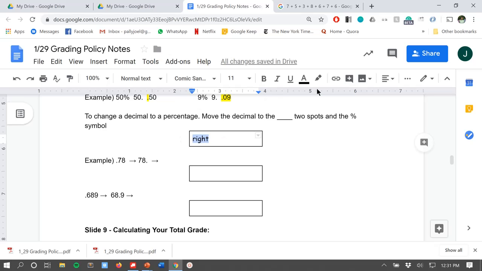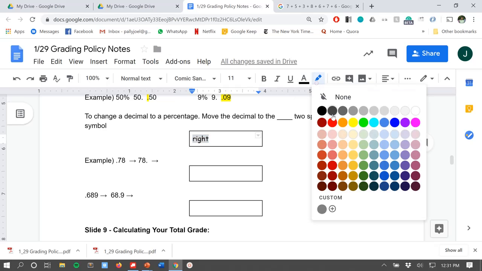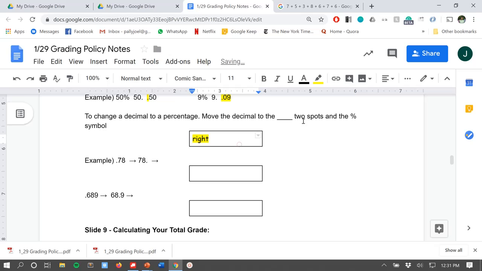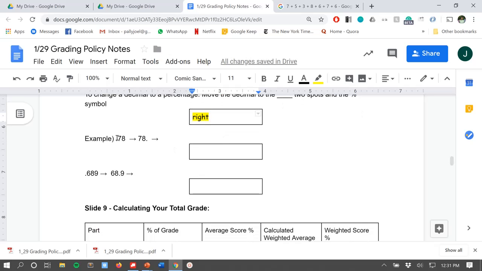So instead of moving to the left, we're going to reverse it, we'll go the other direction. So in this example, we got 0.78. That's our decimal. We want to see what percent that is. We're going to take our decimal and move it 2 spots to the right. 1, 2. That's going to give us 78. And then we add the percent sign back. So 0.78 is the same as saying 78%.